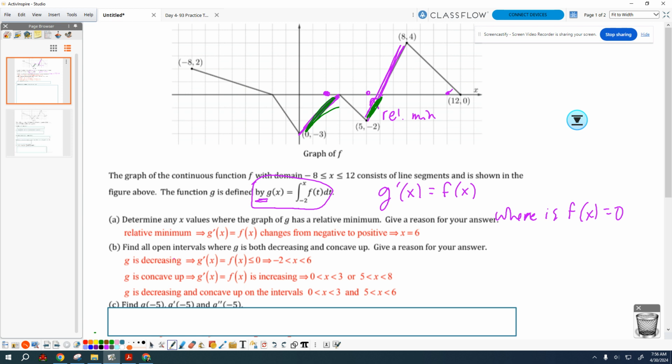So it's decreasing when f of x is less than 0. And it's concave up when the slope of f is positive. So where do they both happen? The intervals you guys set.